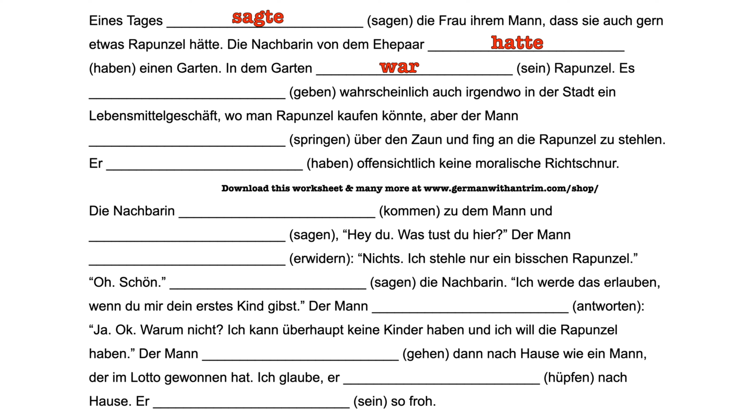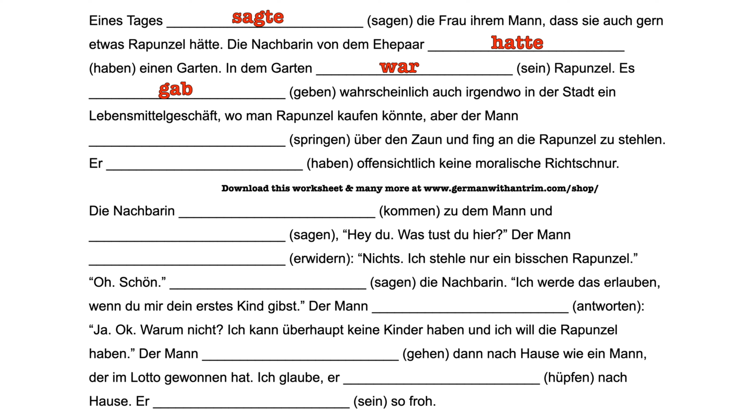Es, in a form of geben, wahrscheinlich auch irgendwo in der Stadt ein Lebensmittelgeschäft. So, es is our subject here, there, or it was, or in this case, there was, and we're going to use geben here. The stem of the verb geben is gab in this tense, so we use here in the RZS form, gab. Es gab wahrscheinlich auch irgendwo in der Stadt ein Lebensmittelgeschäft, wo man Rapunzel kaufen konnte. So there was probably a grocery store in the city where you could also buy Rapunzel.